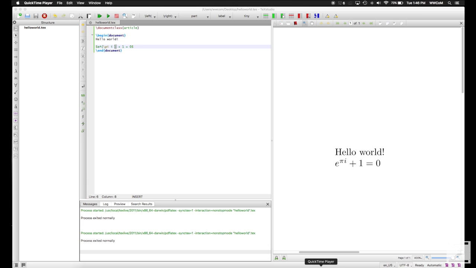You now know how to make a basic LaTeX document.